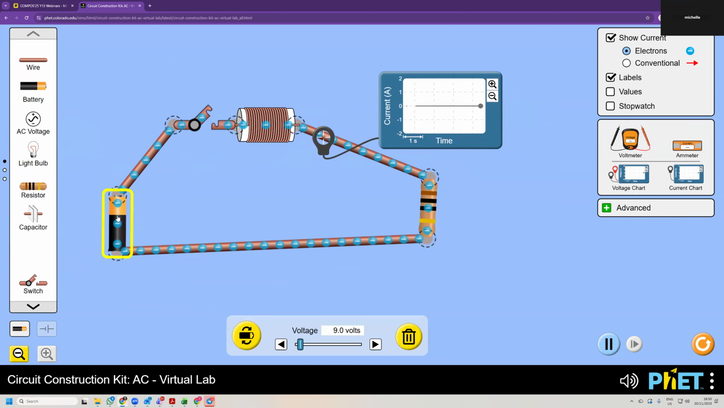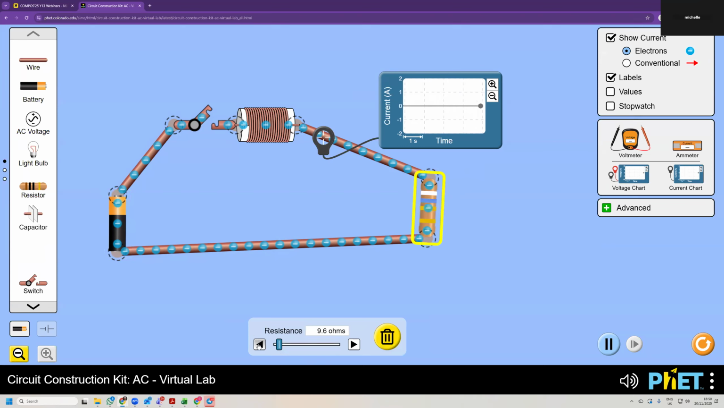Okay, this is 10 ohm. This is a 9-volt battery, so the maximum current is going to be what? 1 amp. Let's reduce the resistance to 5. Okay, so it will be just under 2. Right, so let's switch on the circuit.